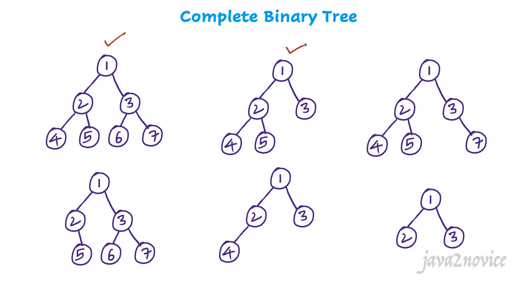Here is another example of a complete binary tree. In this, the last level is partially filled. If you notice, node 3 does not have any children. But all the leaf nodes are arranged from left to right without missing any node in between them. So this is a complete binary tree as per the definition.